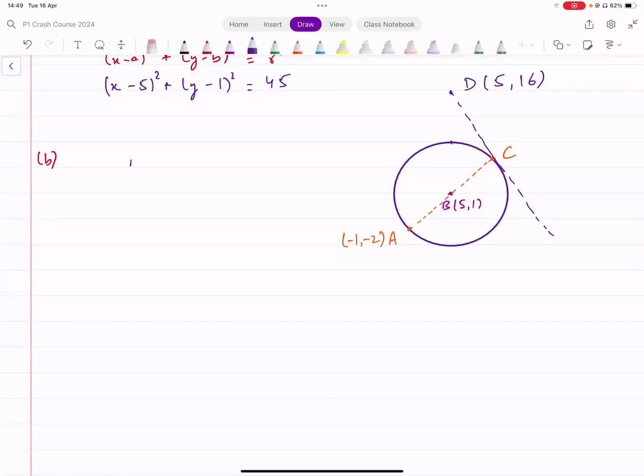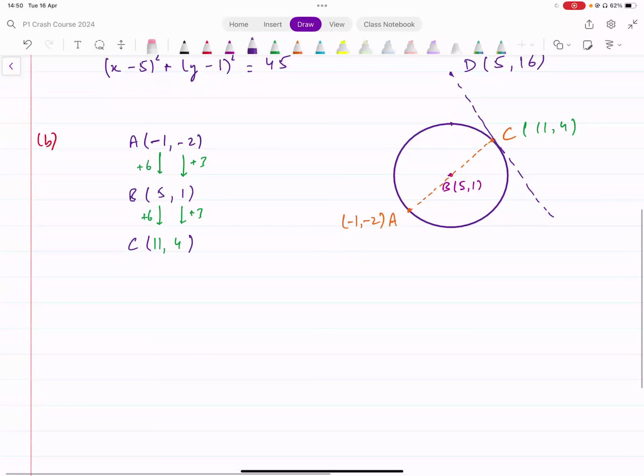You can use the vector method. You can say A is (-1, -2), and B is (5, 1), and C is what you have to find out. How do you go from -1 to 5? You have to add 6. How do you go from -2 to 1? You have to add 3. You add 6 more to get 11 as the x coordinate. You add 3 more to get 4 as the y coordinate. So the point C has these coordinates, (11, 4).